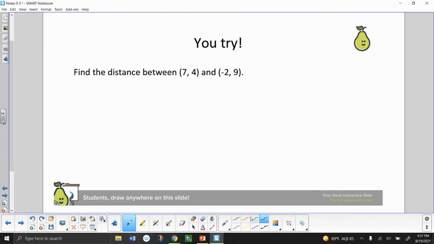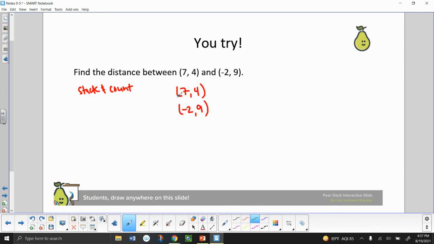Okay, another way we can do that without having to do distance formula is a method that I like to call stack and count, which I'll show for this example. And it's basically doing the same exact thing. So I'm going to stack my points. So 7, 4, there's the first point, and -2, 9. And I'm going to figure out the distance between these 2 points.